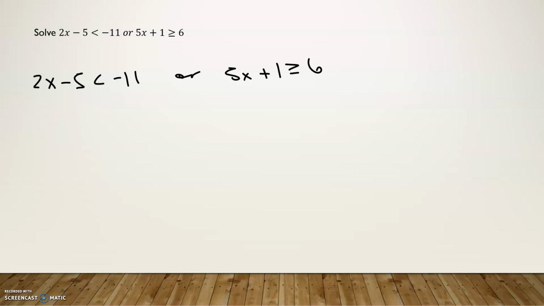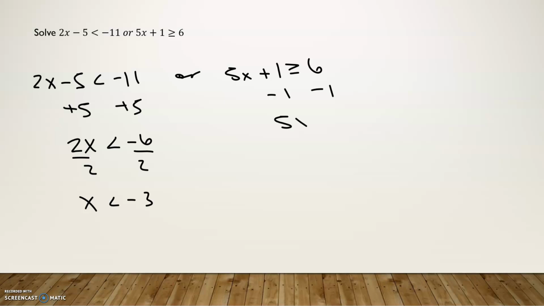Okay, so I'm going to add 5 to both sides. So that gives me -6 divided by 2. So x is less than -3. Over here, I'm going to subtract 1. So 5x is greater than or equal to 5, divided by 5. So x is greater than or equal to 1.